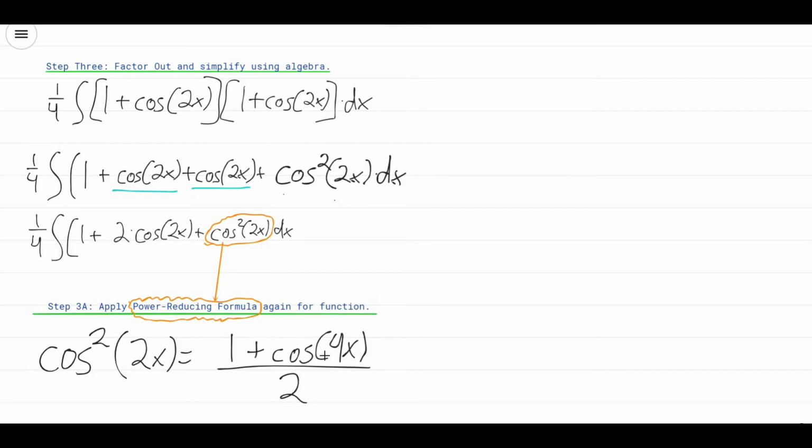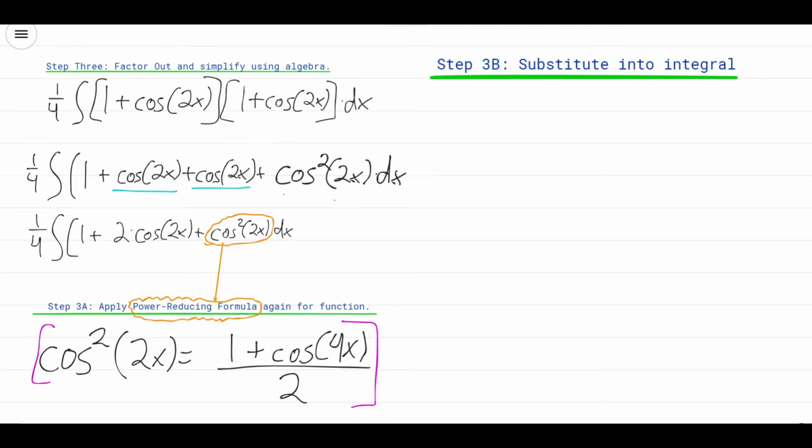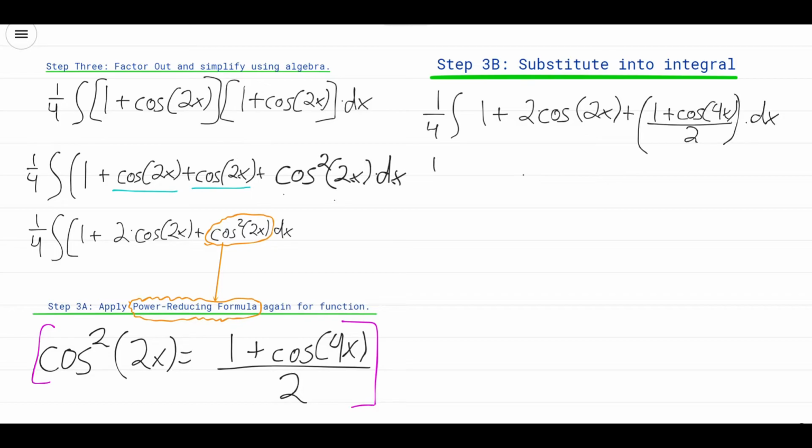If we had just x, it would be cosine 2x, but since we have 2, we're going to multiply by 2, so it's going to be cosine 4x. So this term right here should always be double of what this term is right here where my mouse is. So now that we have that understood, we're going to substitute it into the integral. So 1 over 4, 1 plus 2 cosine 2x plus 1 plus cosine of 4x times dx.